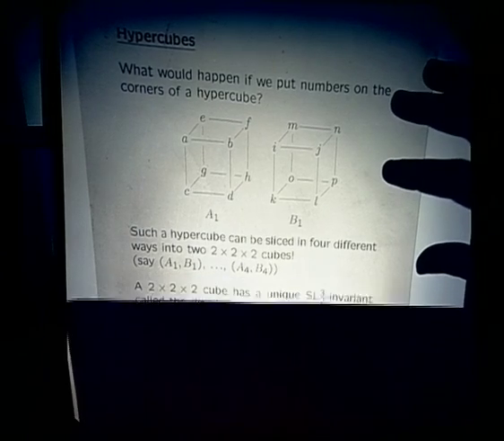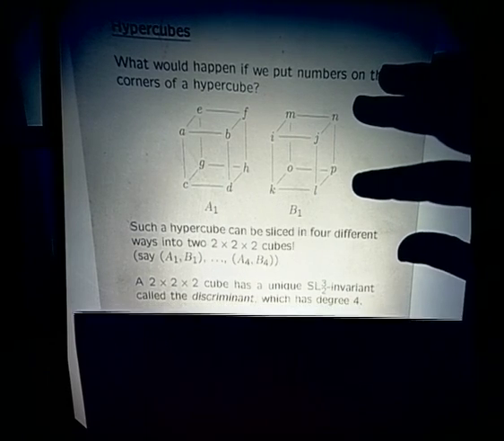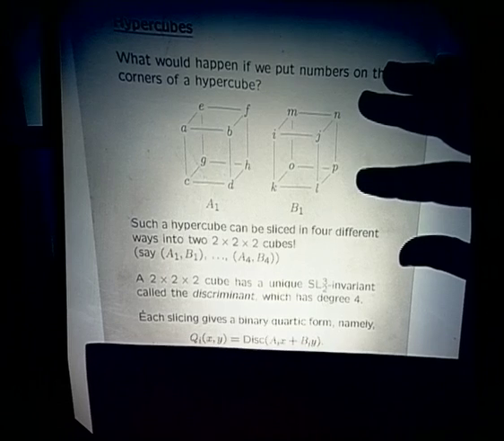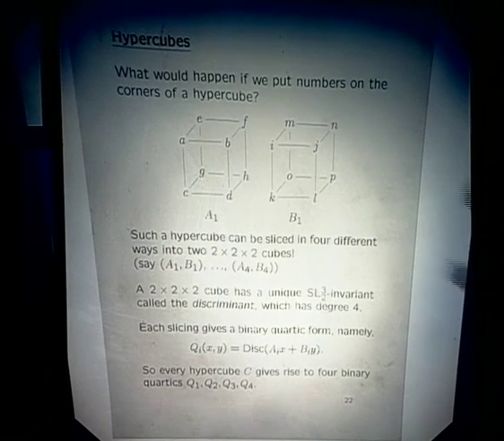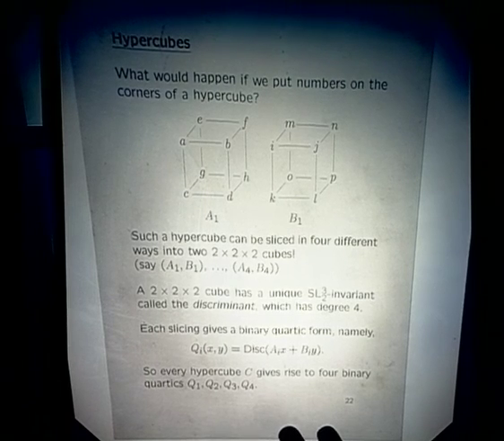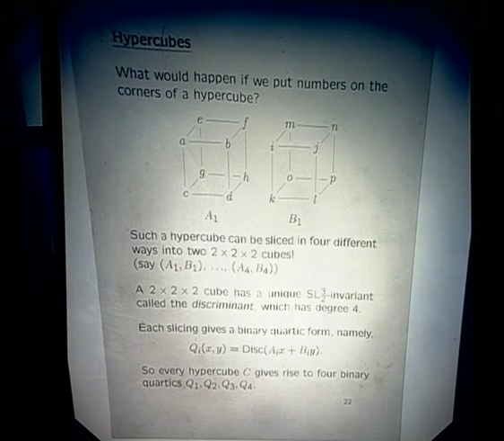And so remember, a 2 by 2 by 2 cube has a unique SL2 cubed invariant called the discriminant, which has degree 4. Each slicing of a hypercube gives you 2 cubes, which you can call A1 and B1. Then you can take the discriminant of A1x plus B1y, and that'll be a binary quartic form, right? Because it's 2 variables and it's degree 4. So every hypercube gives rise to 4 binary quartic forms. Just like a cube gave rise to 3 binary quadratic forms, a hypercube gives rise to 4 binary quartic forms. This is kind of analogous.